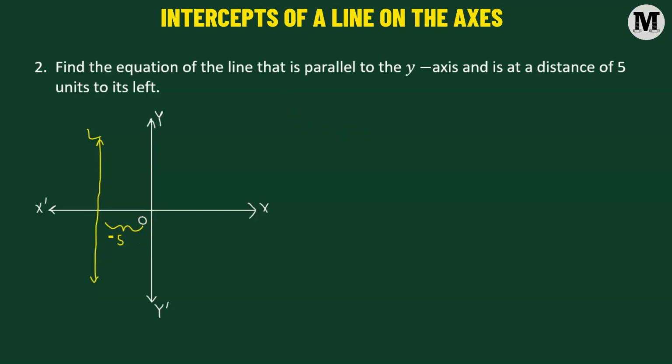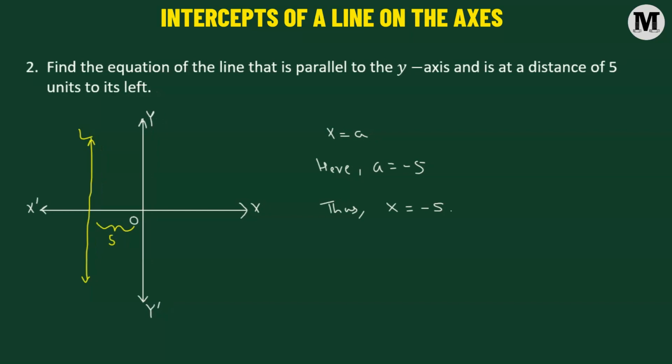Now we know that the equation of a line parallel to the y-axis is given by x equals a. Now in our case here, a is equal to -5. So thus we have the equation of the line given by x equals -5. Okay, let's go to the next problem.